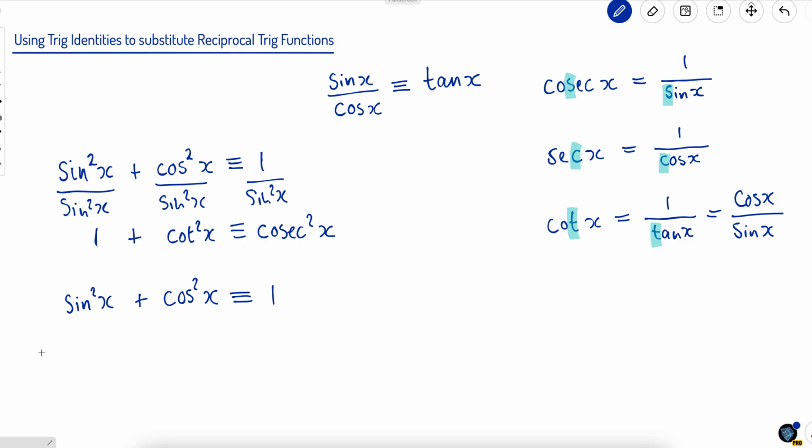So you can probably guess what I'm going to do with this equation. I'll be dividing it through by cos squared x. Sine squared x over cos squared x is tan squared x. Cos squared over cos squared is 1. And 1 over cos squared x is sec squared x.